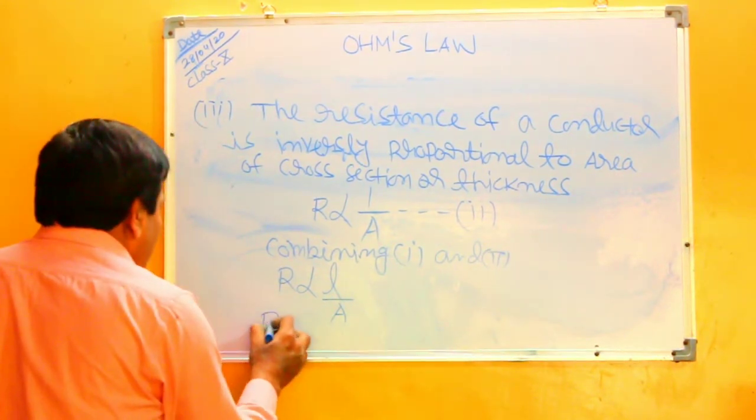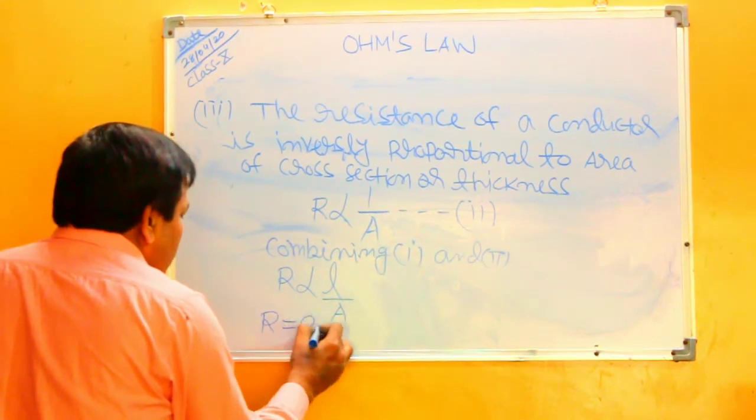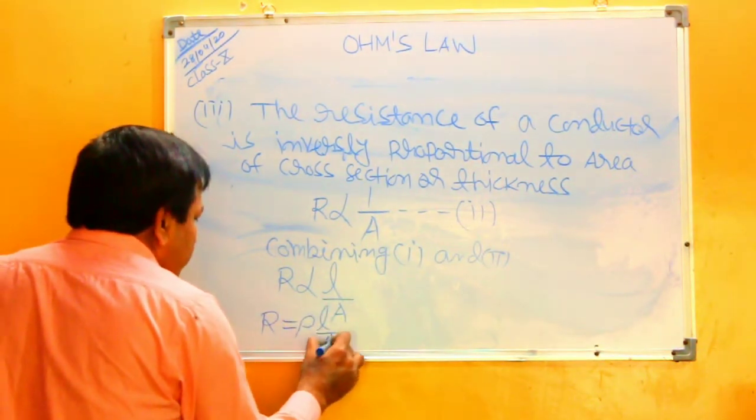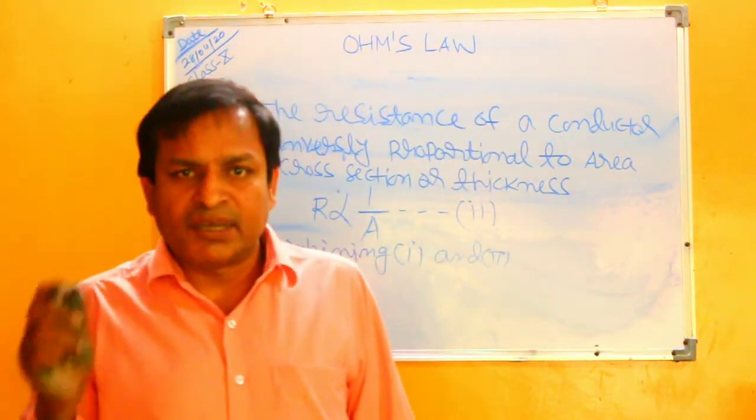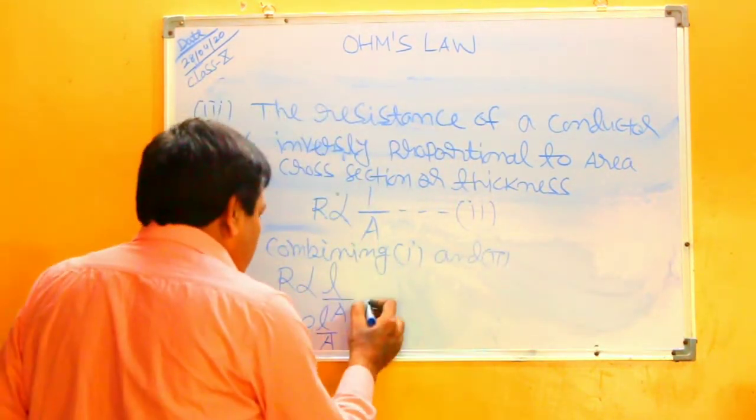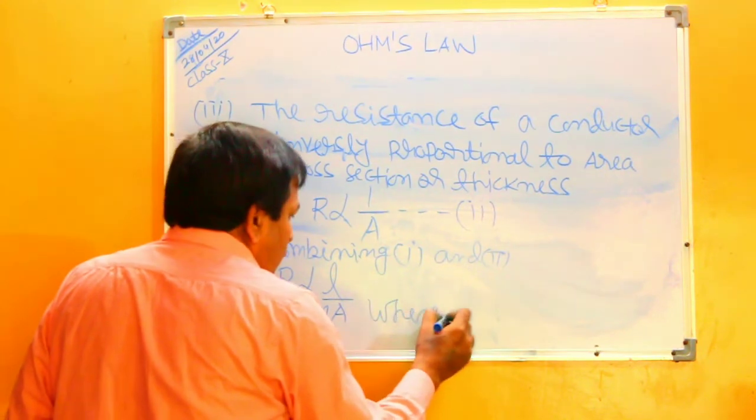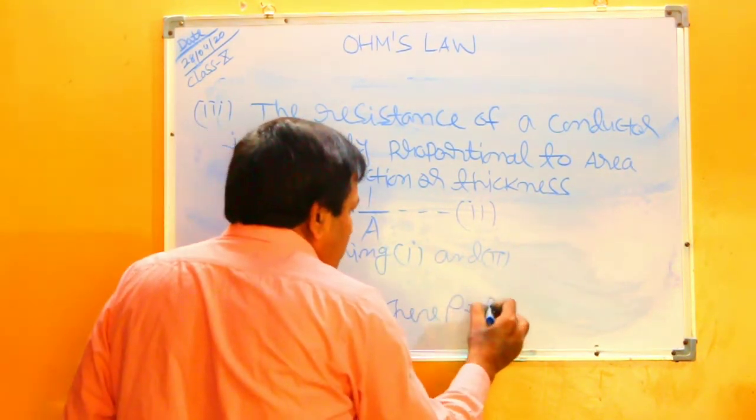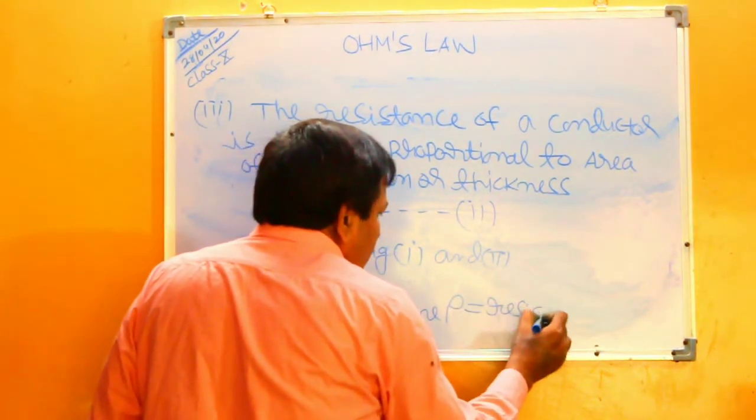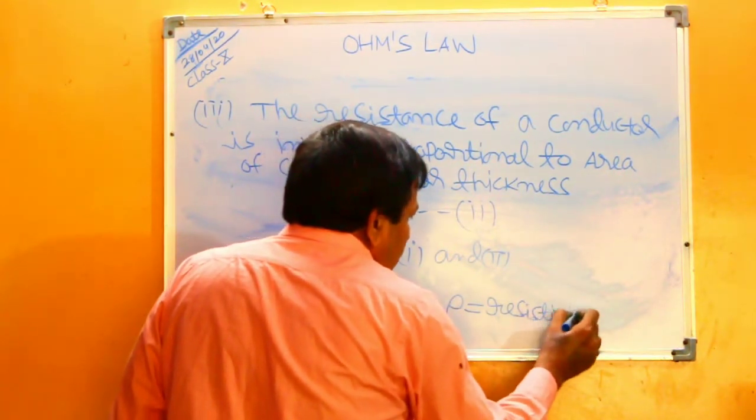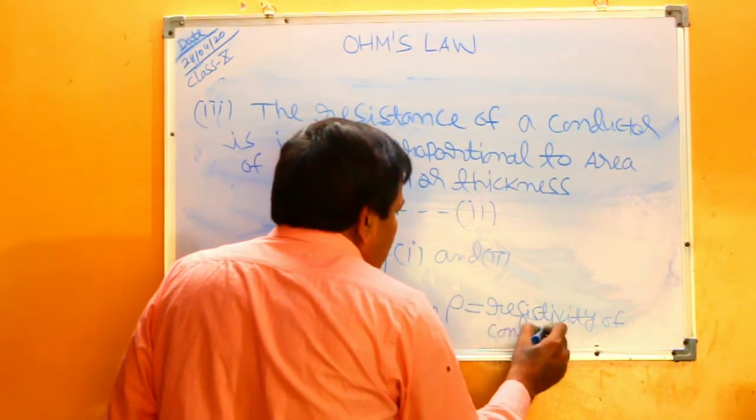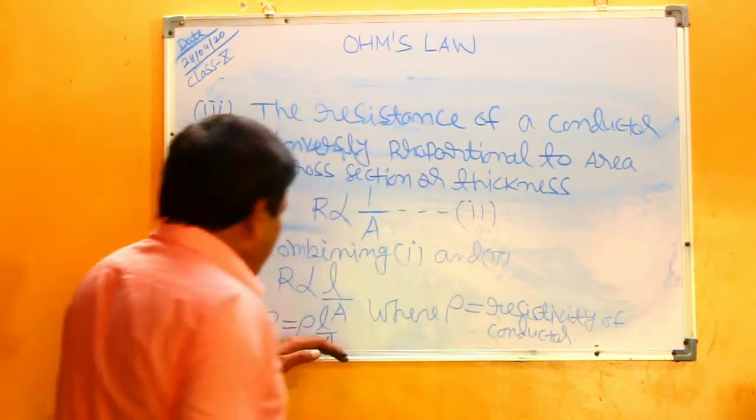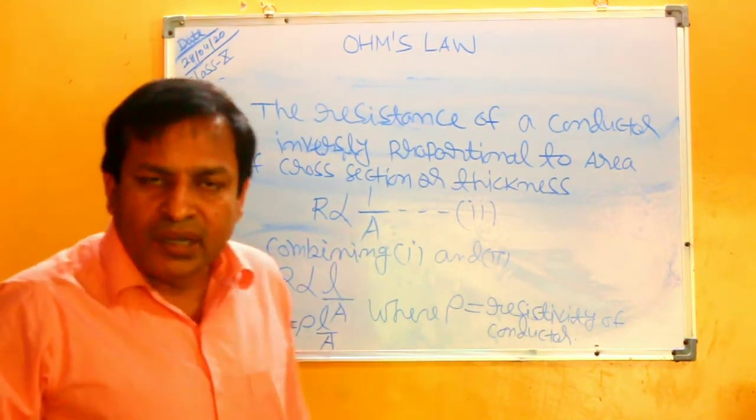So we can write here R equal to rho L by A, where rho is a constant known as the resistivity of the conductor. This is a very important formula that is used in numericals.